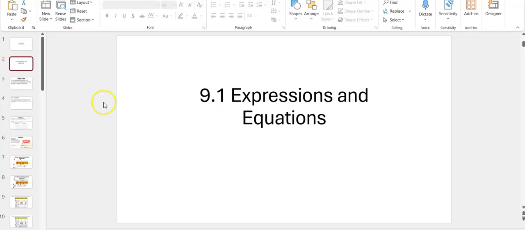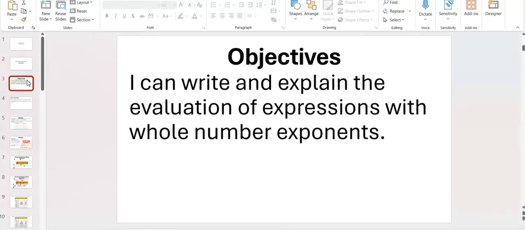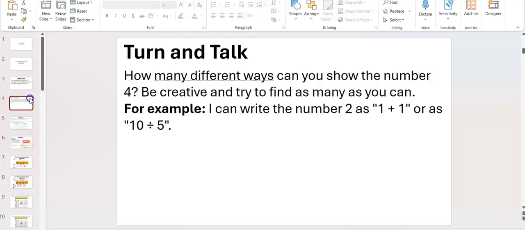All right, so our first lesson is focused on expressions and equations, and specifically exponents. So our objective today, when you're done with this lesson, is you should be able to write and explain the evaluation of expressions with whole number exponents.